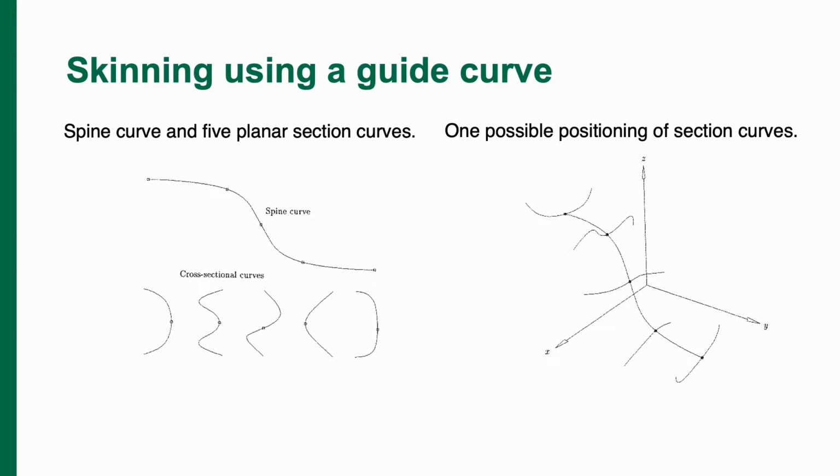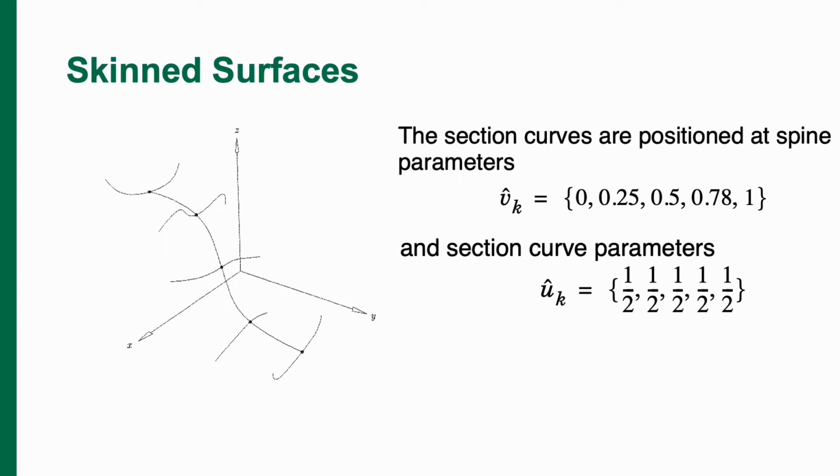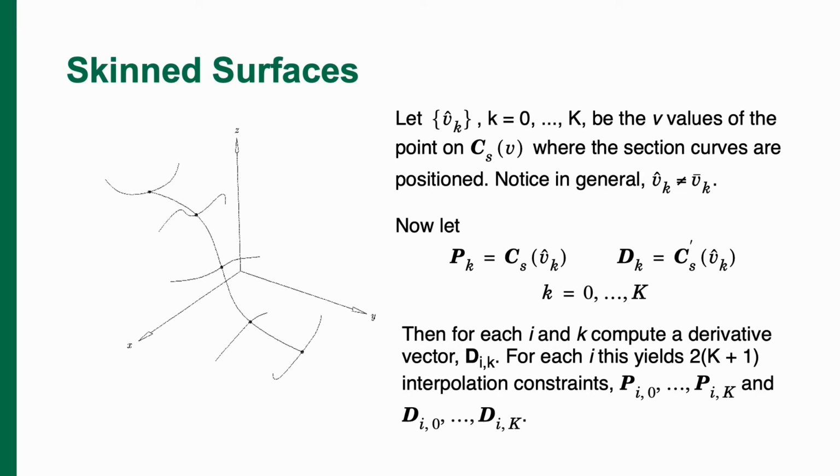One possible positioning of section curves is in this manner. There are many possible forms, but we are considering this form, and the section curves are positioned with the parameters v hat k as 0, 0.25, 0.5, 0.78, 1, and section curve parameters u hat k as 1 by 2, 1 by 2, 1 by 2 for all 5. Next, let v bar k, where k is 0 to K, be the v values of the points where the section curves are positioned. Notice in general v bar k is not equal to v hat k.